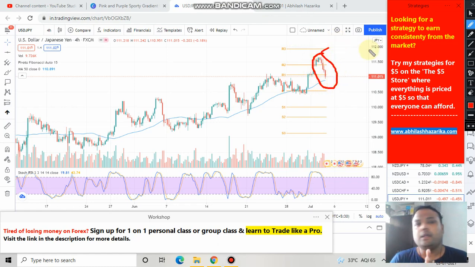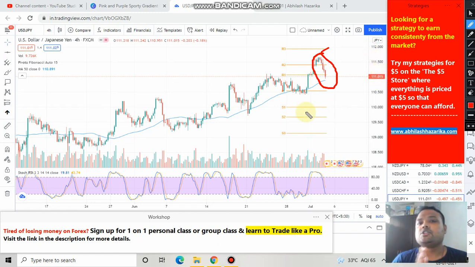But the good thing about the US dollar Japanese yen chart is that though there was some selling pressure yesterday after the NFP report, the market has not lost the overall structure. The overall structure of the market is still intact. You can clearly see on the chart that the market still looks pretty good. The chart still looks bullish and the market is in an uptrend. There is no doubt about it.